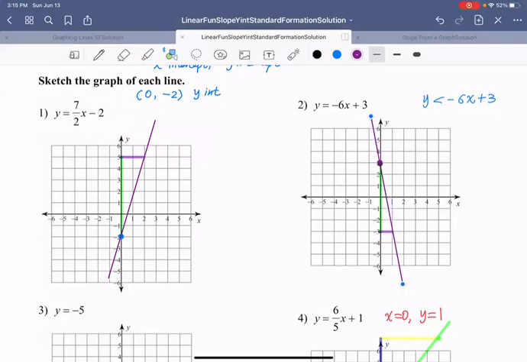Now, Ethan, let me ask you a question. This is the line y equals -6x plus 3. If I say y is less than this one, should I draw here or should I draw here? How do I represent this? I think you make it on the left or on the right? On the right.